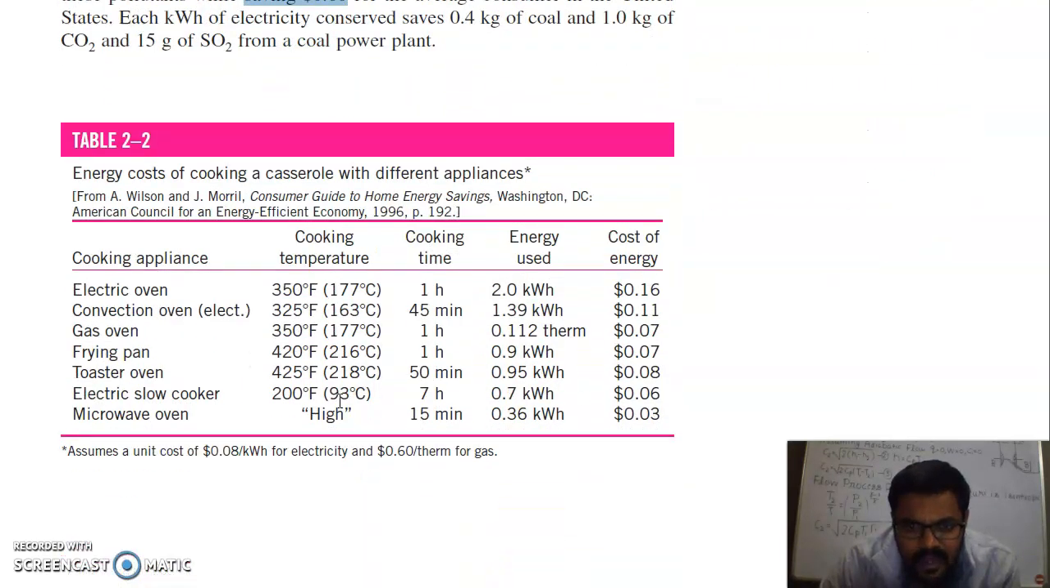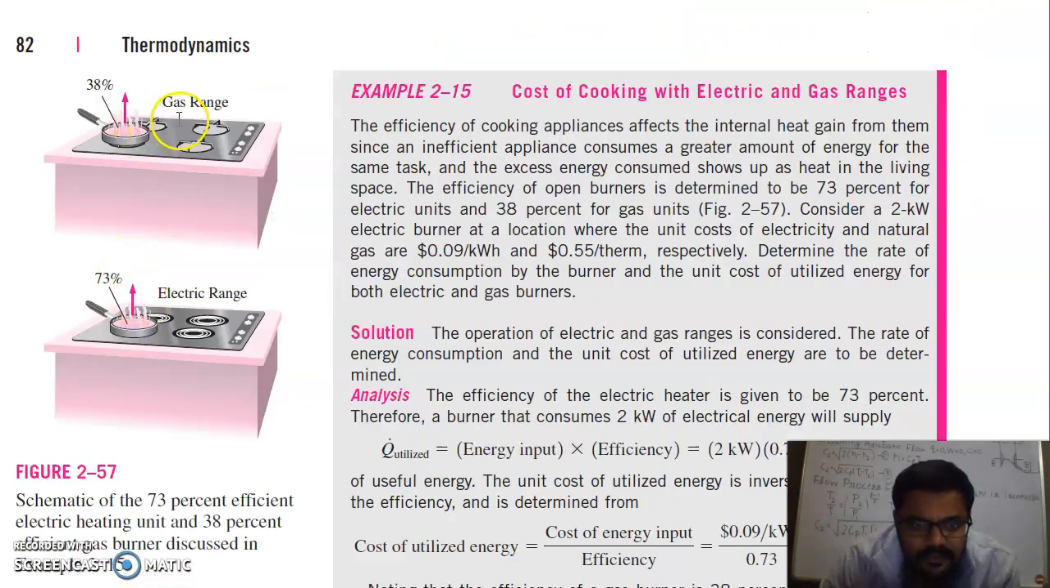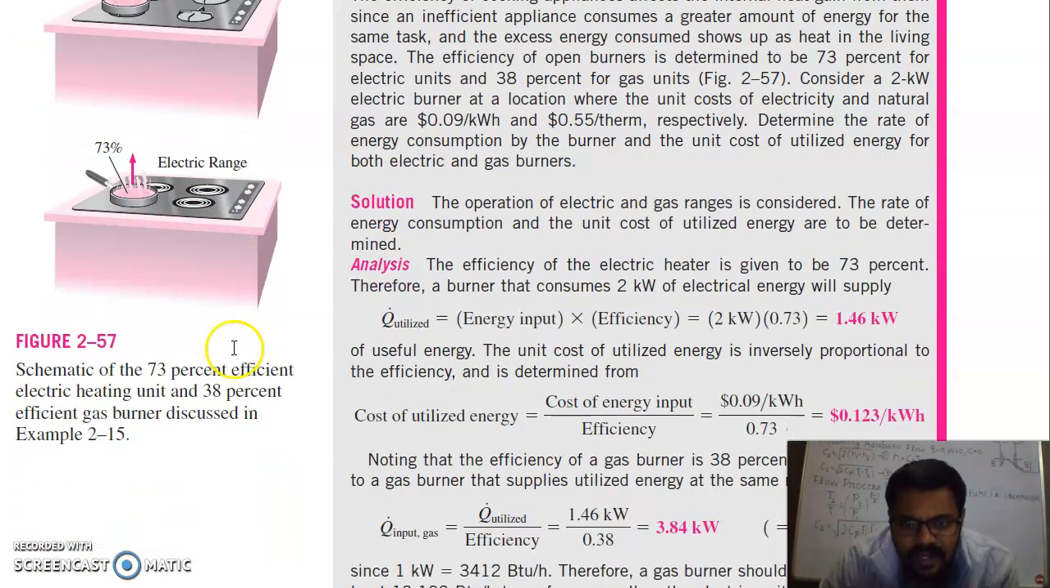Next, you can also see in this figure, if you use a conventional gas burner, it is only able to transfer 30% of energy to the food and the rest is wasted to the environment, which is 62%. But if you use the electrical range, you can see here it will transfer 73% of energy to the pan, so it is more efficient. So it is advisable to use an electrical range.